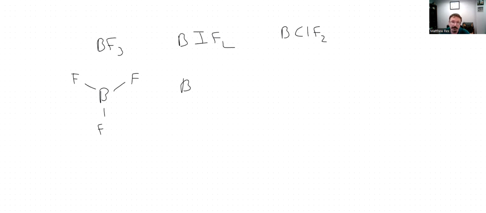The BIF2, iodine is electronegative, but the fluorine's more electronegative though, so the dipole moment on the fluorines here is going to be stronger than the iodine, and then what that's going to do is give you a net dipole. The same is true for this one, although the chlorines are more electronegative than the iodines, so less of a net dipole.